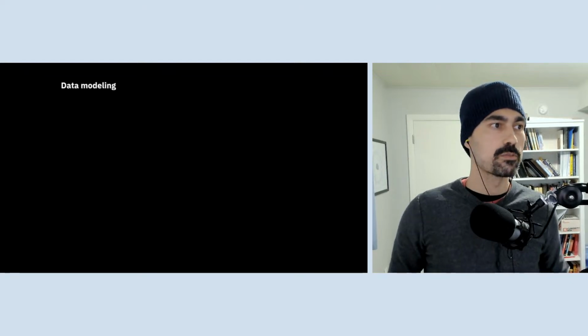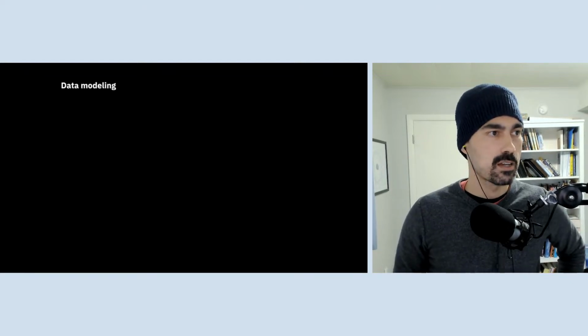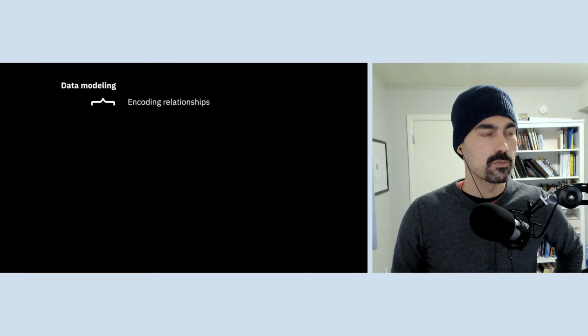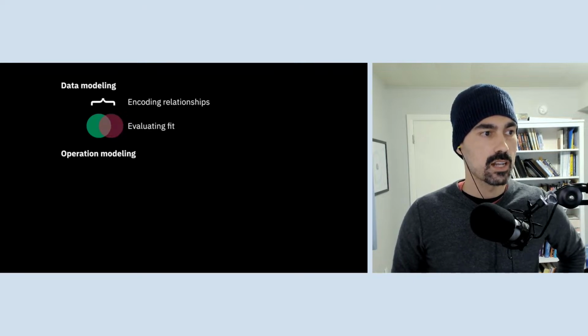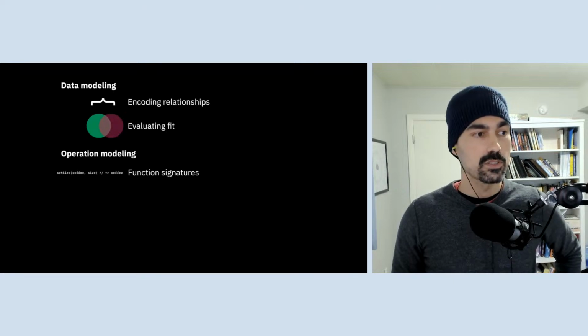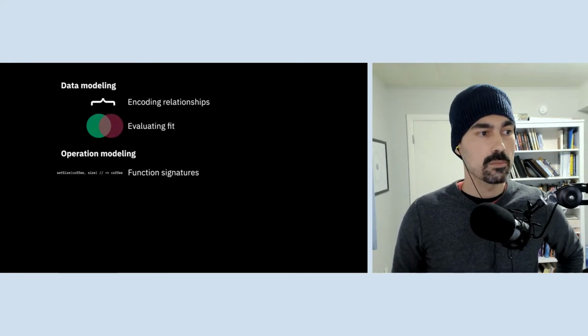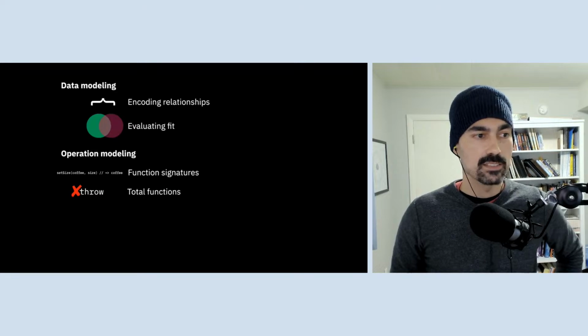Okay, so let's review. We went over data modeling. Data modeling is about encoding relationships that you have in your model. We evaluated the fit of different encodings. We looked at operation modeling. We talked about function signatures and how useful they are for talking about different use cases. I suggest you use total functions, so don't throw.